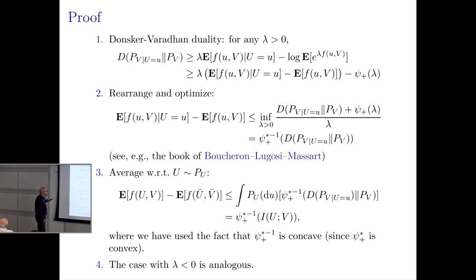So we're interested in this quantity. Lambda is positive, so we move this term to the left, divide by lambda, and then optimize over lambda. What we have is an infimum of some positive quantity plus psi plus, which is convex and differentiable, and both the function and its derivative are zero at zero, divided by lambda.